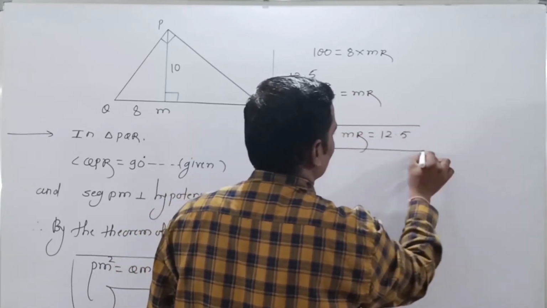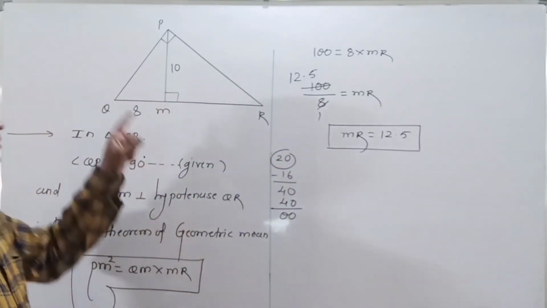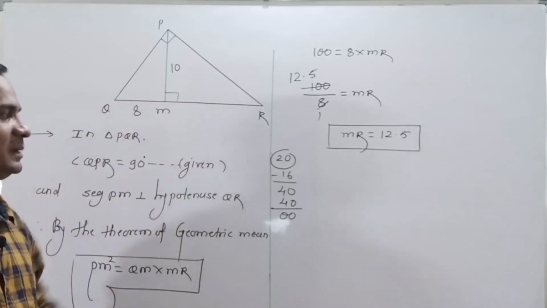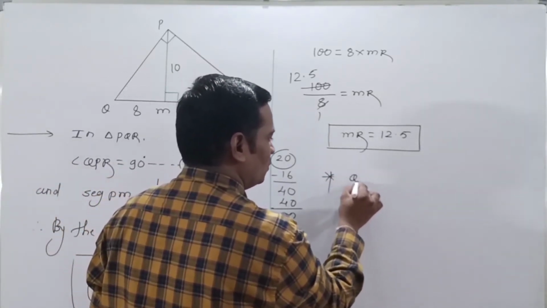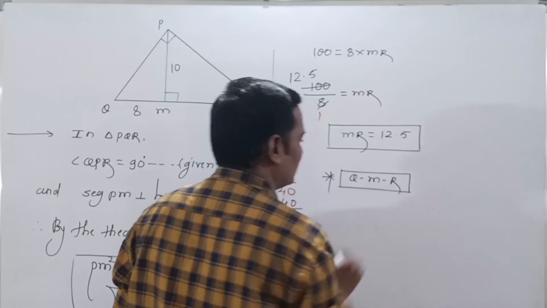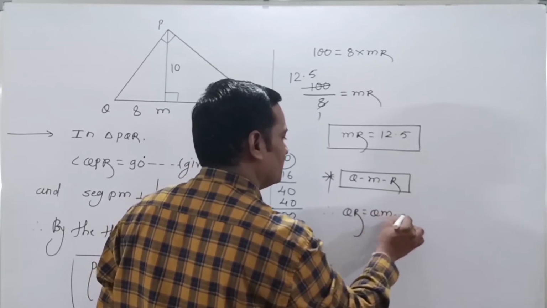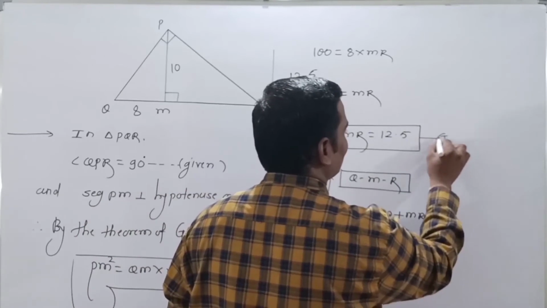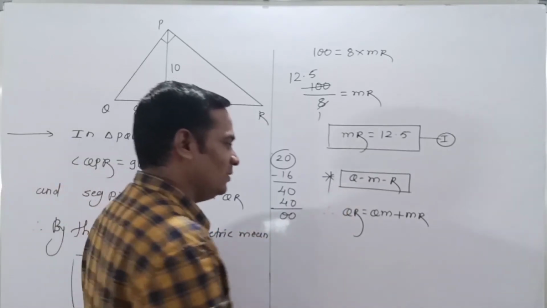But mind well, the question is not to find MR. The question is to find QR. And mind well, it is given that points Q, M and R, these 3 points, are collinear. So we can write, if Q, M and R are collinear, therefore we can say that QR is equal to QM plus MR. We can call this equation number 1. Here MR is equal to 12.5, so let's put down that value over here.